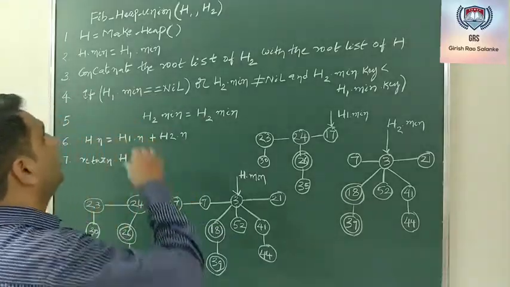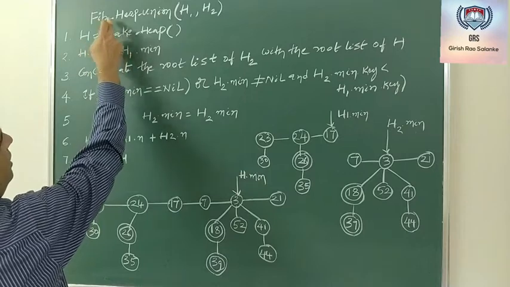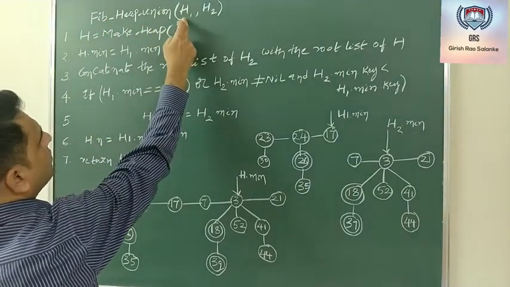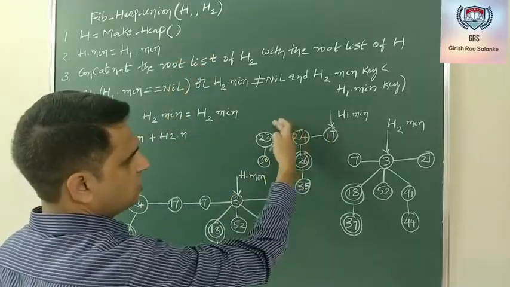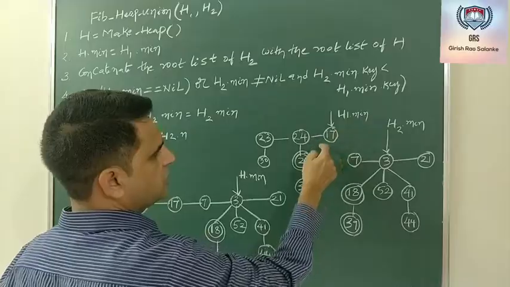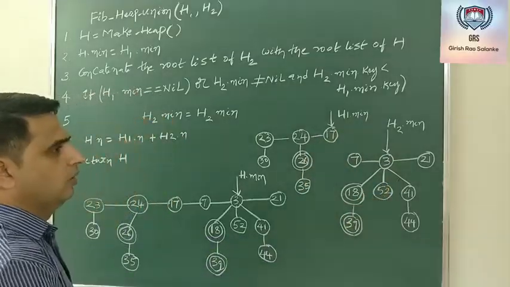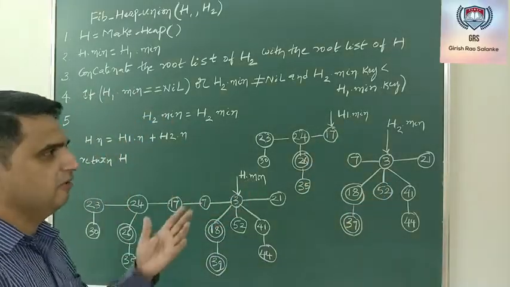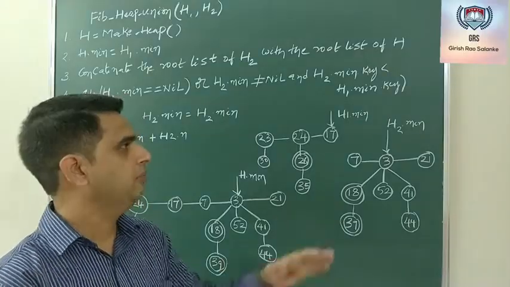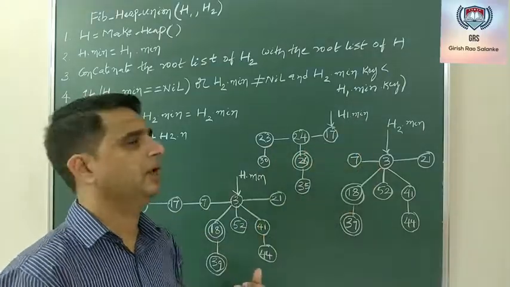Note that the algorithm name is fib heap union, which is supposed to be performed on 2 heaps denoted with h1 and h2. So this is my h1 and this is my h2, and this is min of h1 and this is min of h2. Now what is the first step? First step is we allocate memory. We allocate memory for one heap and we copy h1 or h2 onto that particular heap.